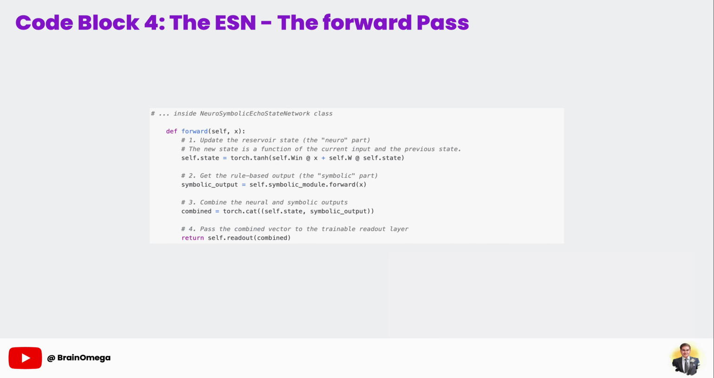Now, let's trace the flow of data through our model in the forward pass. This is what happens every time our agent needs to decide on an action.